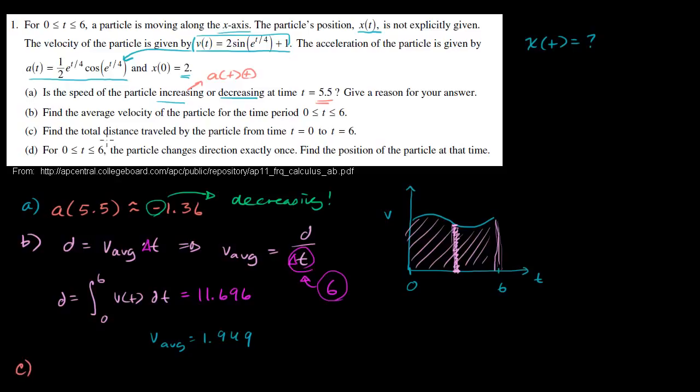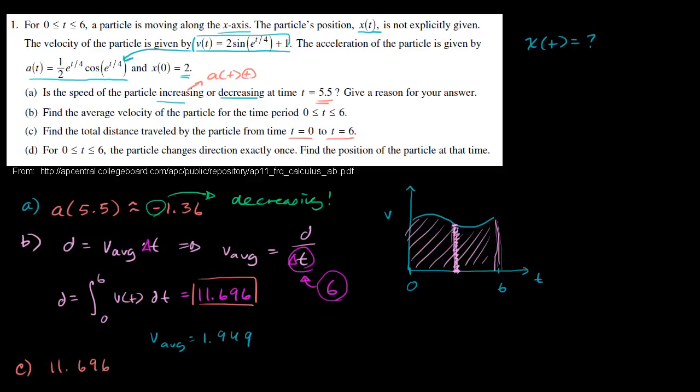Part C. Find the total distance traveled by the particle from time t equals 0 to t equals 6. Well, lucky for us, we actually figured that out as part of part B. It was 11.696. So we just have to write that down, 11.696.